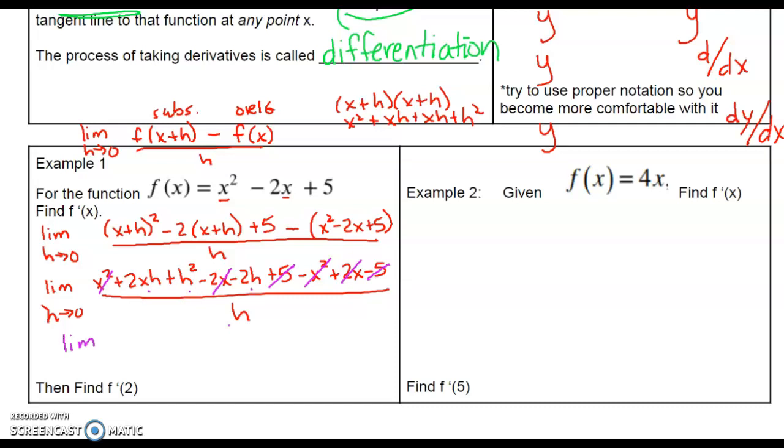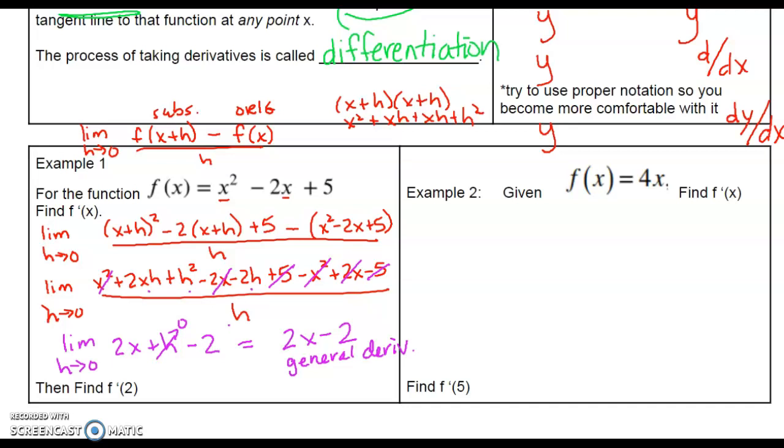So I get the limit as h approaches 0 of 2x plus 1h minus 2. All right. So as h goes to 0, we're going to apply the limit, and we end up with 2x minus 2. So remember, this is the general derivative, okay? It will find the slope of the tangent line to our original curve at any point we want.